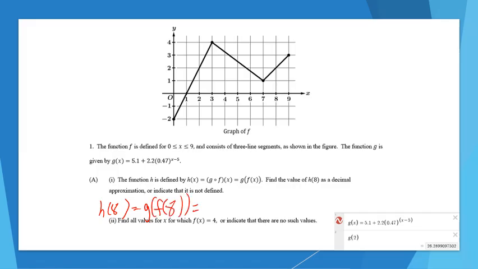Then we want to start from the inside. So what is f of 8 from the graph? Well, when x equals 8, that's going to be this point right here, which has a y value of 2. So this is really just going to be g of 2 here.